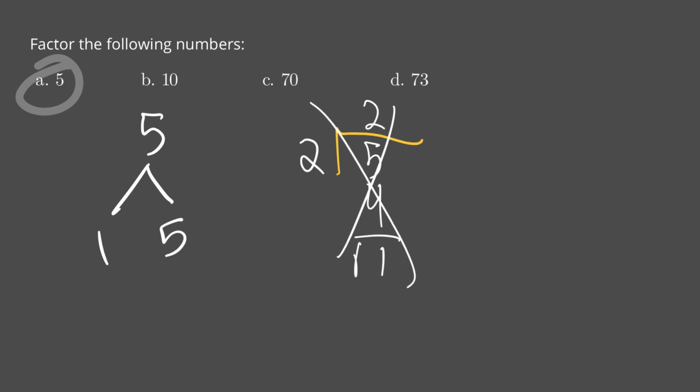And you can repeat this process for 3 and 4, and you'll see the same issue, that it's not evenly a factor. So, for problem A, the only factors for 5 are 1 and 5. In this case, we can also call this number a prime number because its only factors are 1 and itself. Let's move on to problem B.